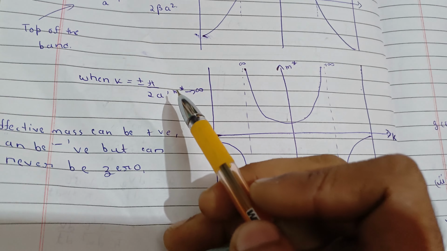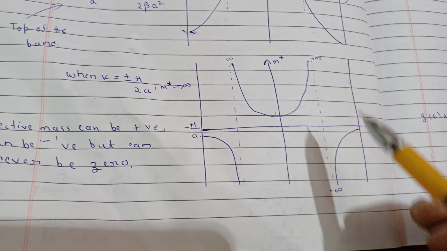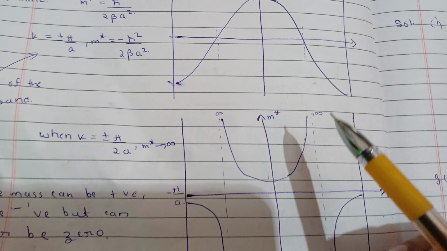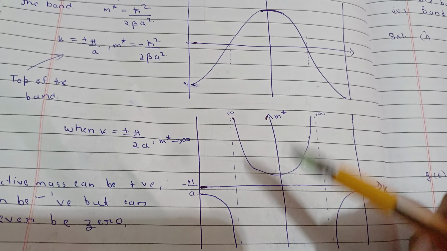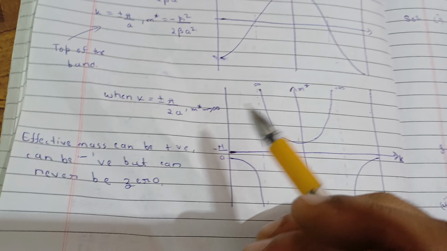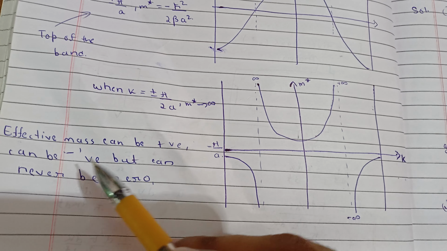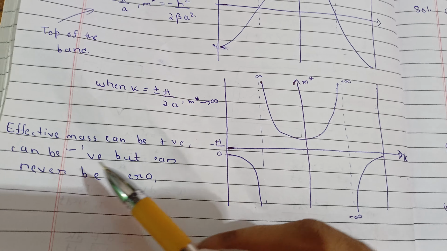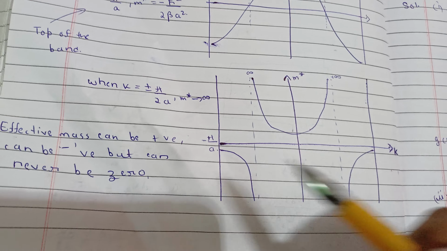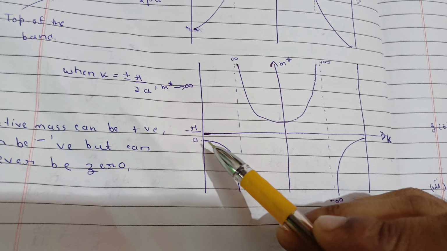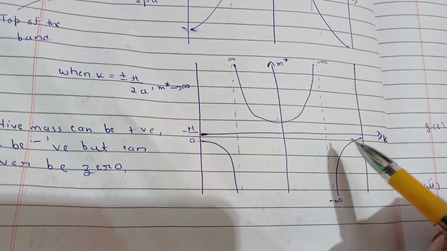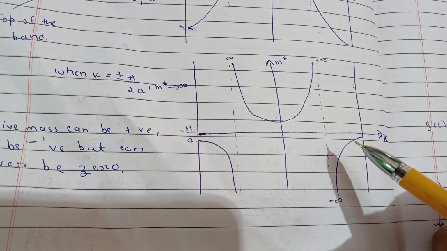Just remember this, I already told you this plot is very important. Many questions are asked directly from this plot and this one. So remember these curves, very important. And there is this statement: effective mass can be positive, effective mass can be negative, but it can never be 0. It is here and here, but it never touches this axis.